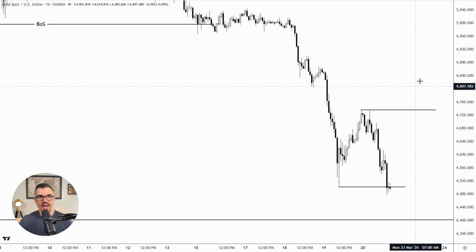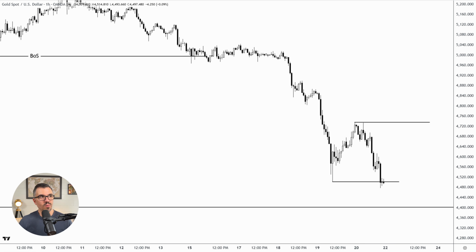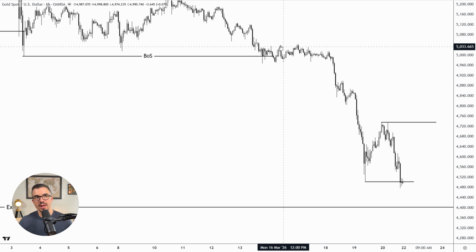If we get true acceptance below this low here, giving us that BOS, then this up here could be something to watch, where if we were to get a close above here, that could be a near-term bottom to come back here and mitigate some of these imbalances. But as of right now, in my opinion, not a lot to do. Unfortunately, I missed this short setup.